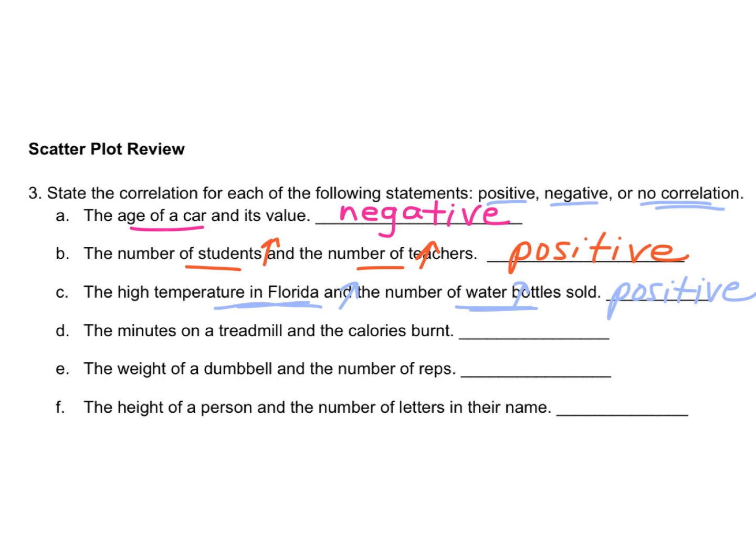Okay, minutes on a treadmill and the calories burnt. Okay, so I'm on a treadmill. The more minutes I'm on there, I increase the minutes. So I would think that the calories would also increase. I would keep burning more calories. That'd be positive then. The weight of a dumbbell and the number of reps.